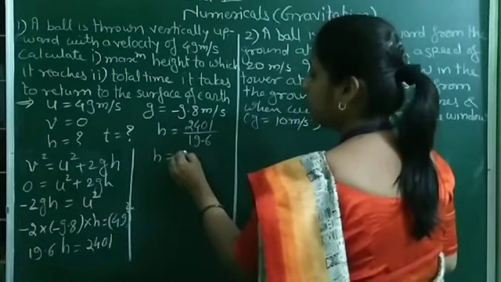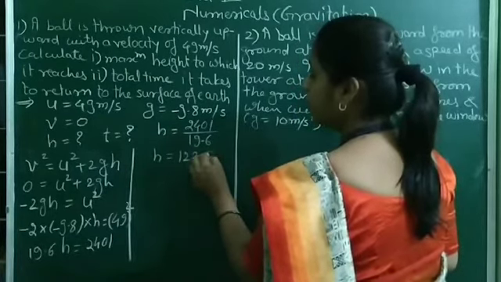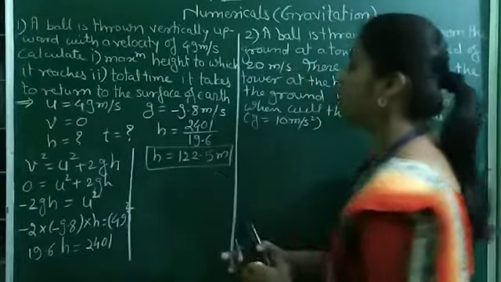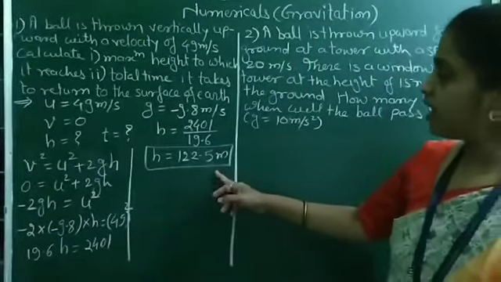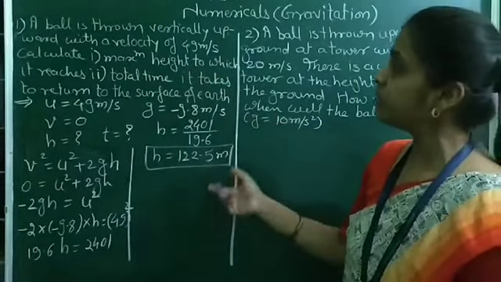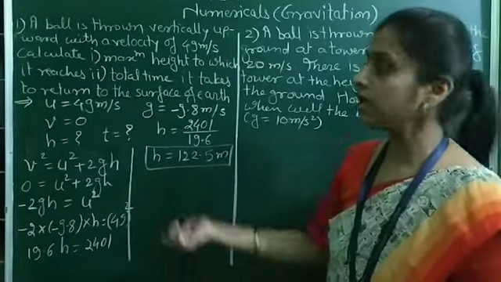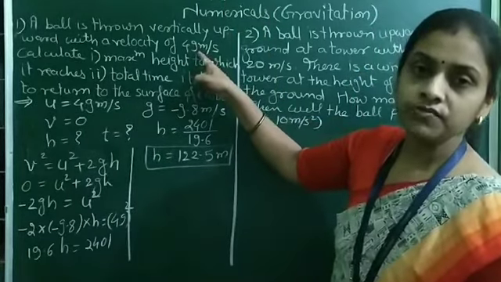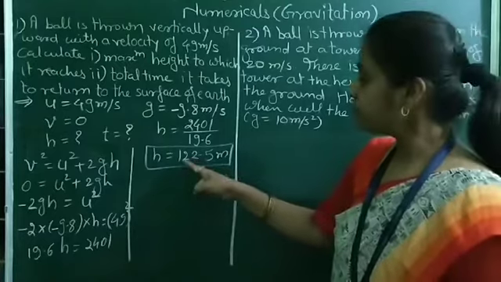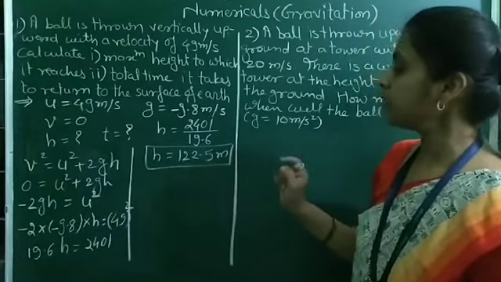Therefore the height will be 122.5 meter. So this is the value of h. So the value of height, or we can say the maximum height to which it reaches whenever a ball is thrown in an upward direction with velocity 49 meter per second, that is 122.5 meter.